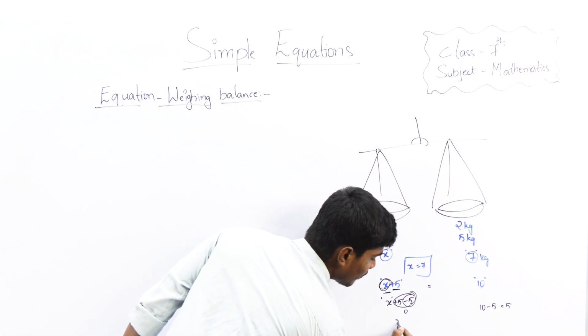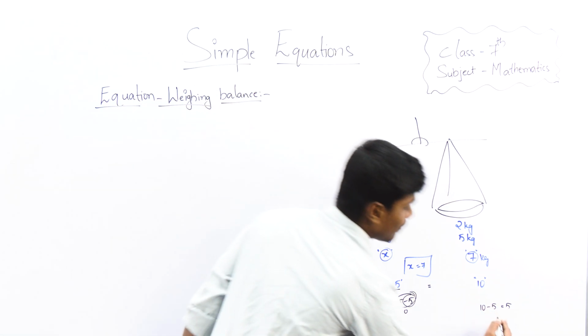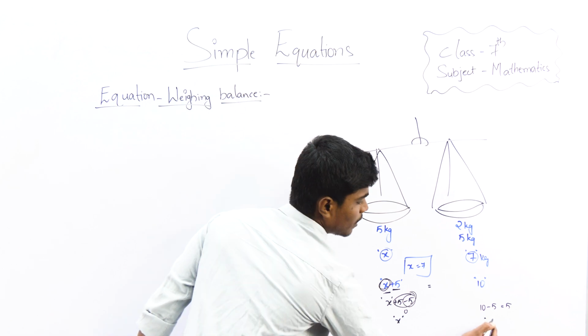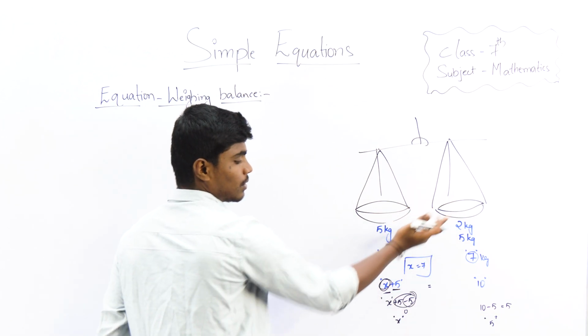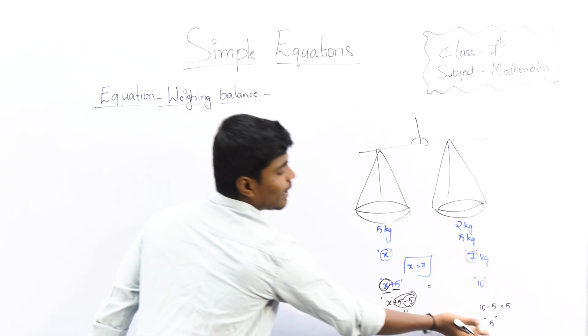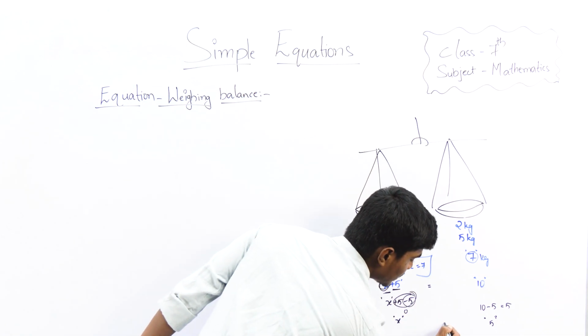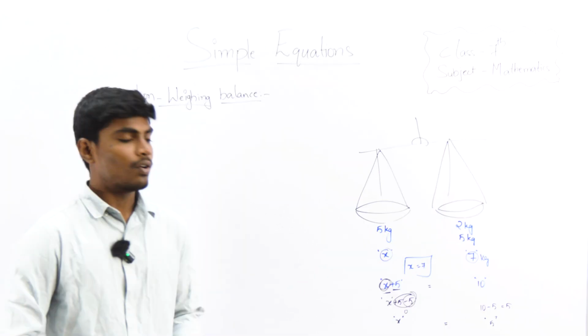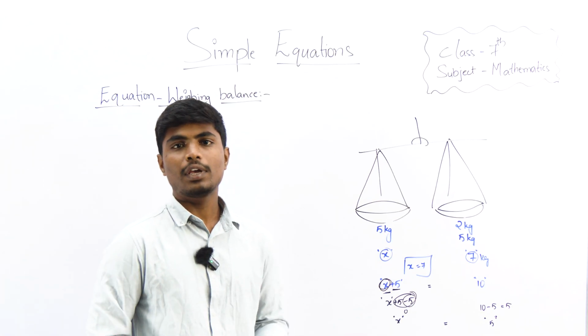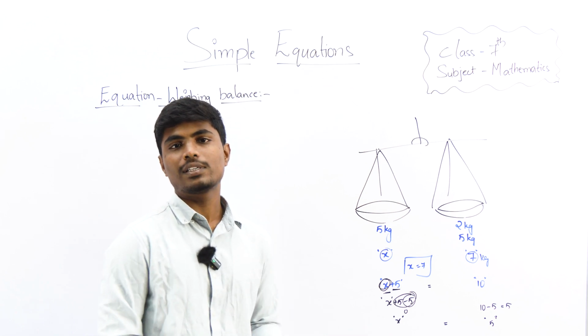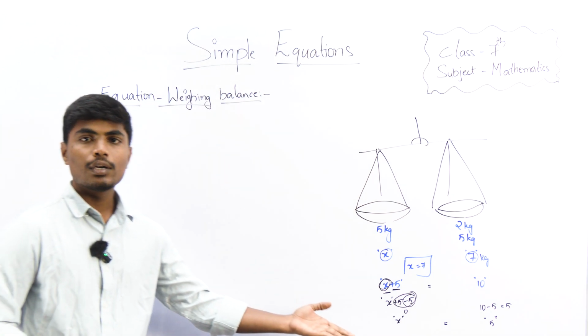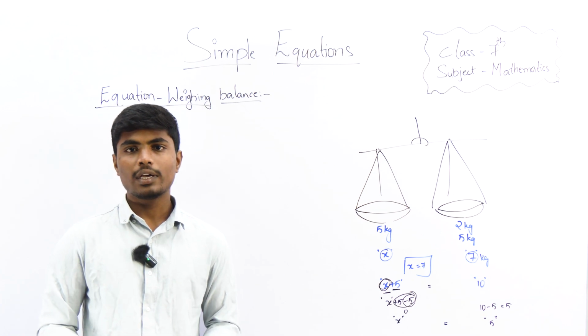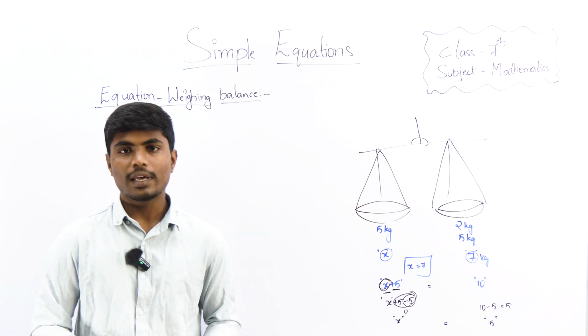See, here we have x and here we have 5. Here this is balanced, so we can consider x equal to 5. This way we are going to solve simple equations using a weighing balance. Now let's move to the exercise.